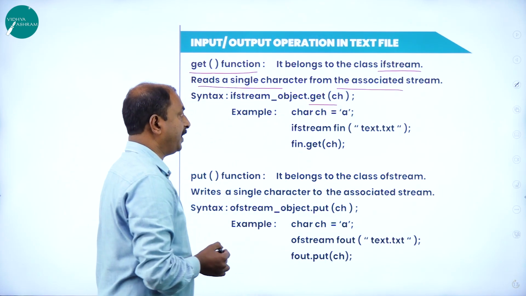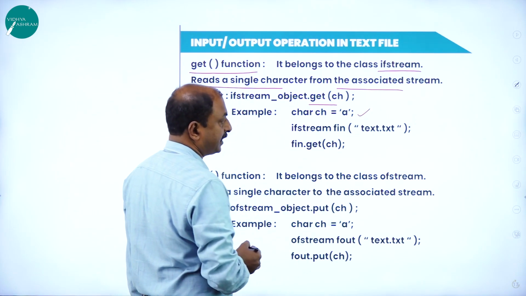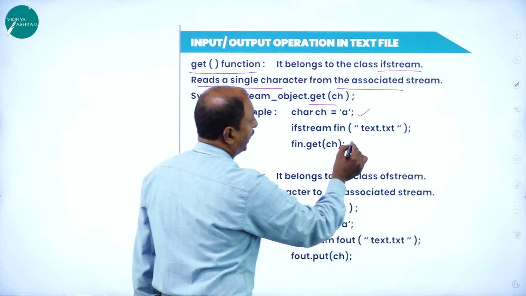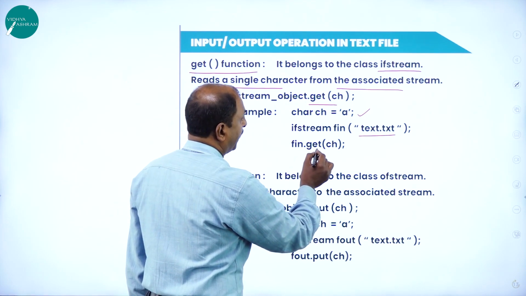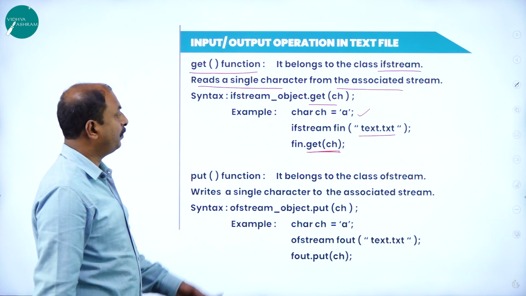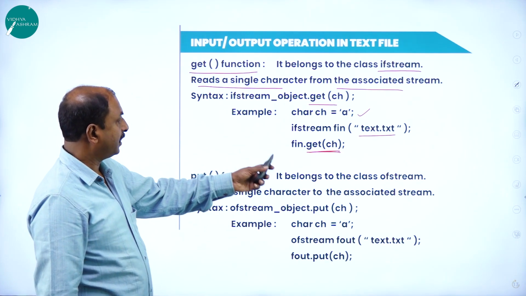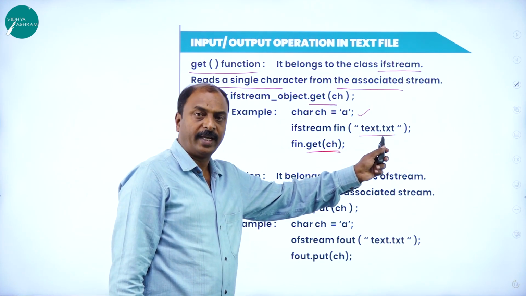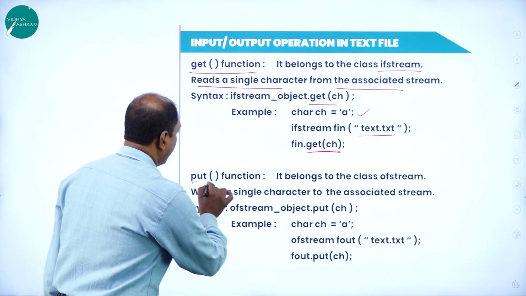Character ch is a variable. Look at the example here: ifstream fin("text.dat") and fin.get(ch). The meaning of the syntax is that we are reading a single character from a text file, text.txt. And similarly, one more function is called the put function.